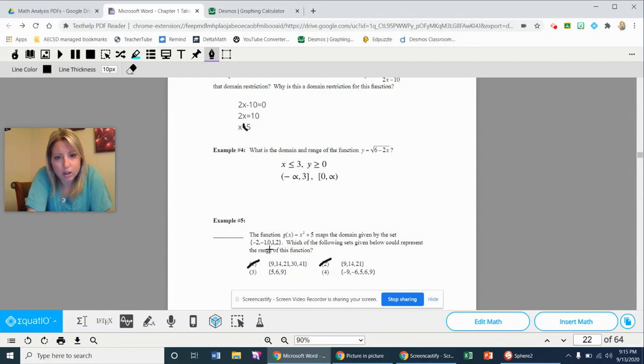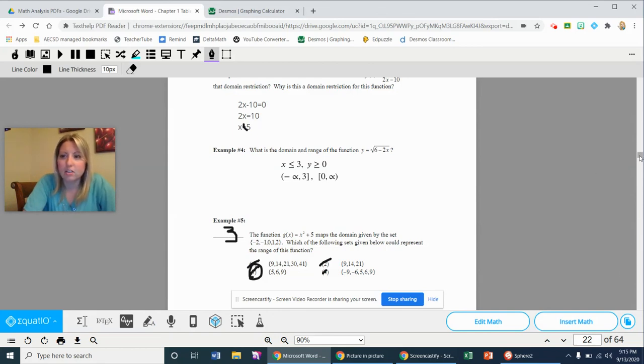0 squared is 0, and 0 plus 5 is still 5. So, yep, we still have choice 3 on the table, and we still have choice 4 on the table. Now let's try 1. 1 squared is 1. There it is. So no negatives. Yep. So it's going to be choice 3. There's an excellent circle around my 3 there, if I do say so myself. And there we have it.